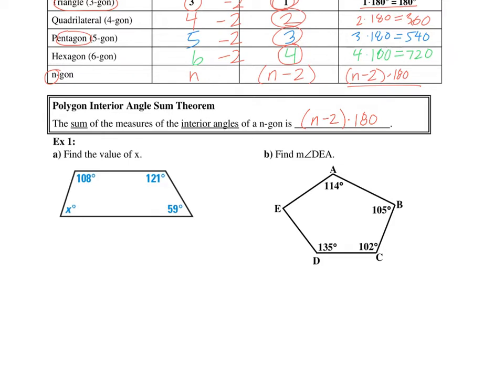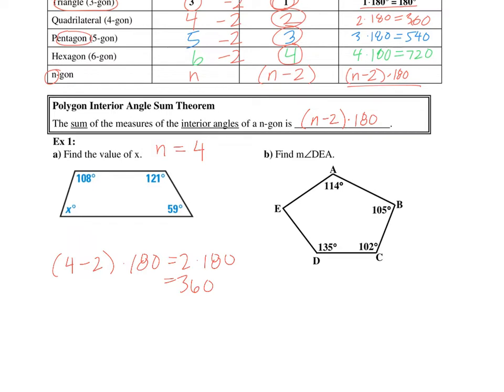Find the value of x. Well, what type of figure do I have here? This is a quadrilateral, so it has 4 sides. So in this case, n is equal to 4. I take 4, plug it into the formula, and I get 2 times 180, which is 360.